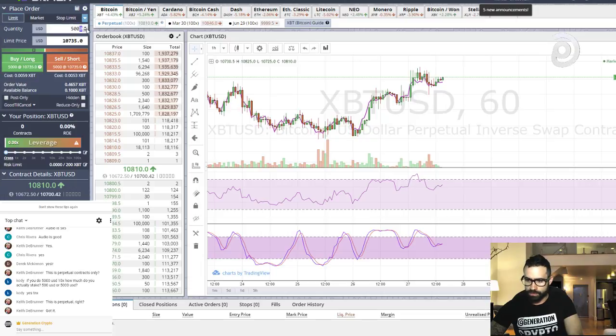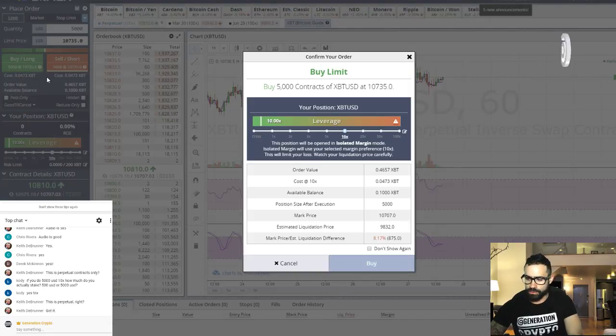Let's say I wanted to open a long position with $5,000 at 10x leverage. If I click buy long, it's going to tell me what I'm paying for this. So for a 0.467 BTC position, I'm paying 0.04 XBT, right? So that would be that $500 value. It gives you your available balance, position size after execution, market price. This is the market price that I'm buying that $5,000 contract for. And then the estimated liquidation price.